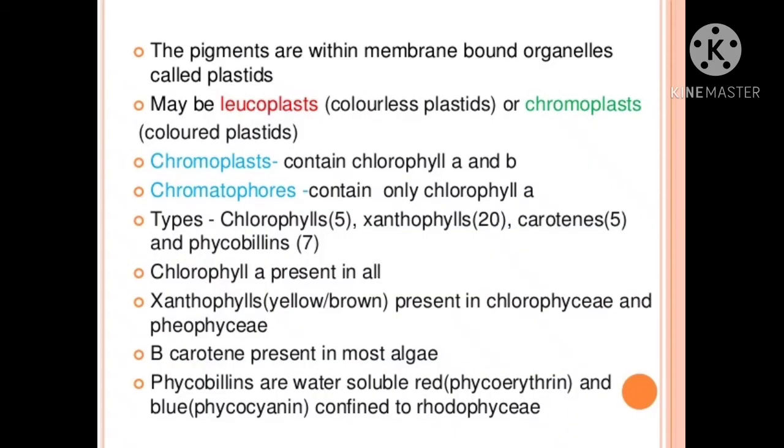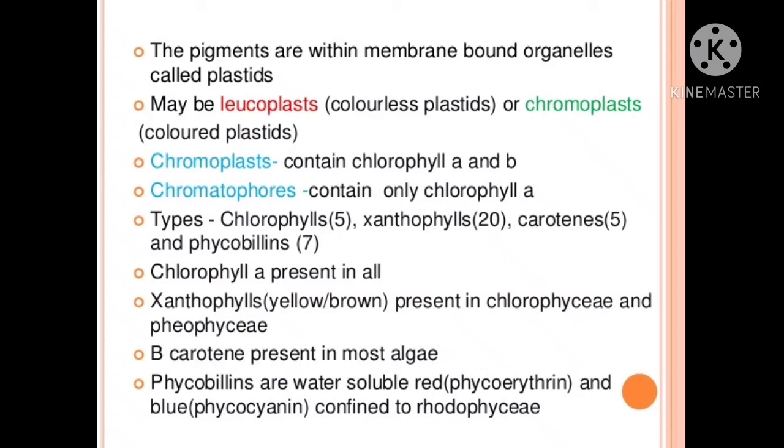In general, if we talk about the complete algae or Thallophyta, the pigments are in membrane-bound organelles like plastids. There may be leucoplasts, meaning colorless plastids, or chromoplasts, meaning colored plastids. Chromoplasts contain chlorophyll A and B. Chromatophores contain only chlorophyll A. The types may be chlorophyll, xanthophyll, carotenes and phycobilins, based on the content present inside.